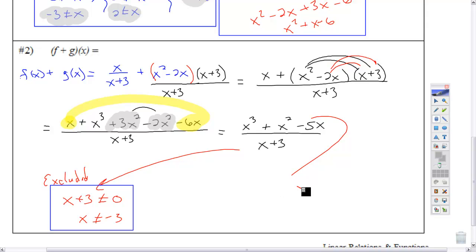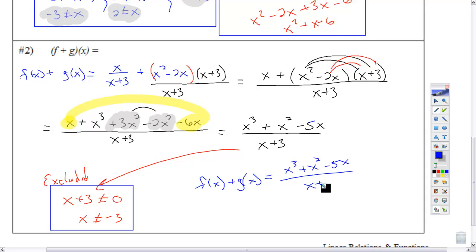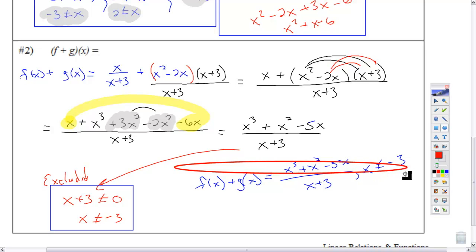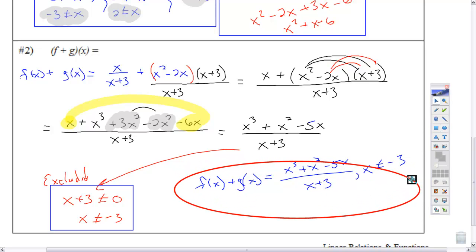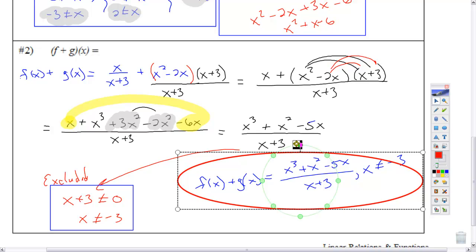So if it doesn't factor enough to cancel anything, then if you already wrote that down, which I'm sure you did, just right beside it, write that it doesn't help, or something of that nature. So our final answer, f of x plus g of x equals x cubed plus x squared minus 5x divided by x plus 3, except x cannot be negative 3. This is our official answer to this problem.